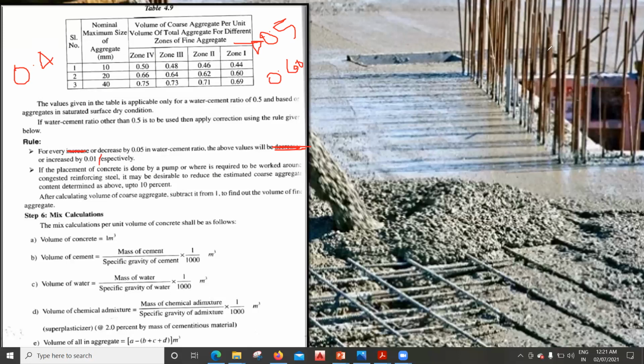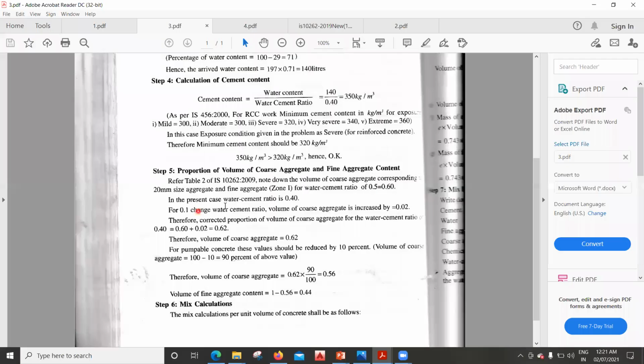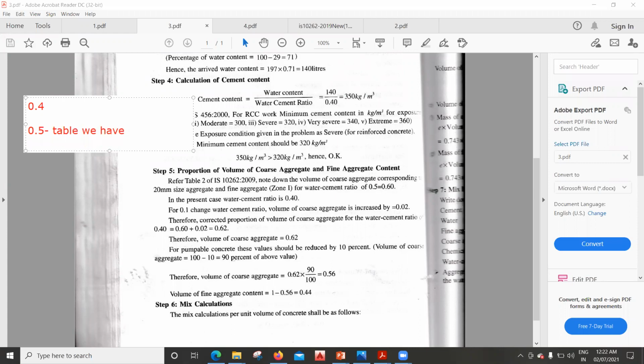Now, the same thing we'll try to apply in our problem. See here. In the present case, the water cement ratio we have is 0.40. I'll write it here for the time being. It will be very simple to understand, right? So our water cement ratio is 0.4, and the table we made, I'll write it here, is for 0.5. And from the table, how much did we get? 0.6 is the value we got, right? If you don't remember, I'll go back to that again.